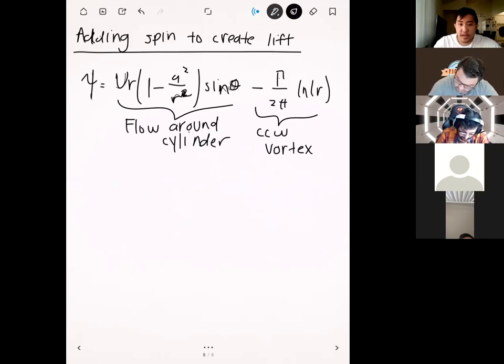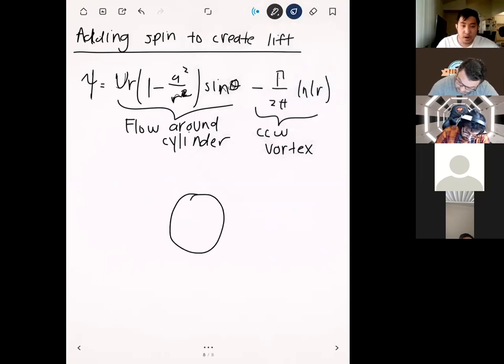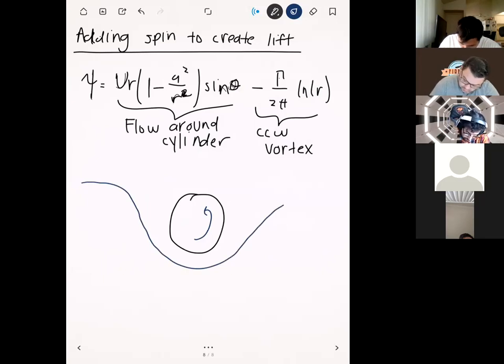Adding a vortex will shift the velocity vectors. If we draw our cylinder, it looks like this. On the previous one, we had flow that goes nicely around the cylinder. But once we add some rotation to this, our streamlines start to look like this. It starts to skew the streamlines like the following.